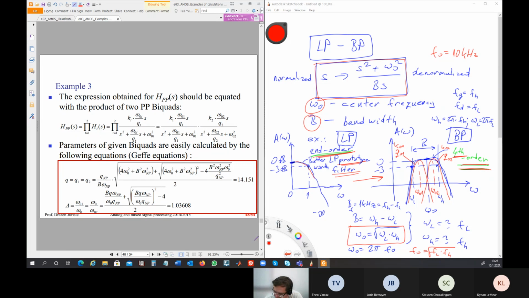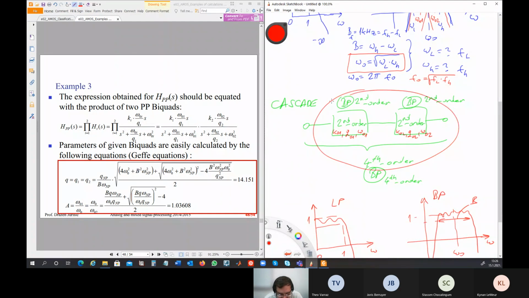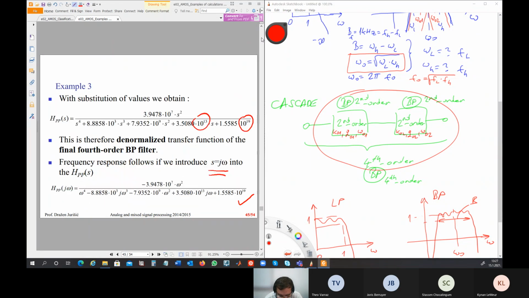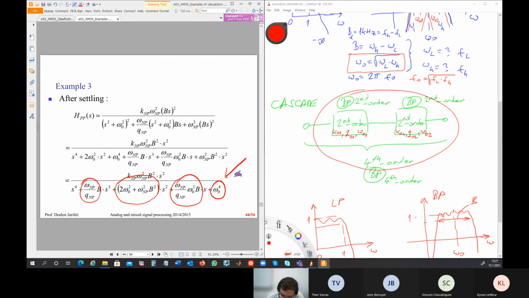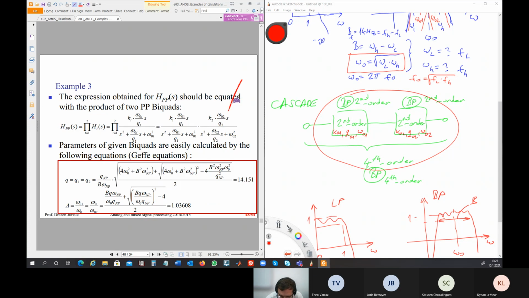Now in the next step, we want to find these two guys here. So we must equate our transfer function, which is given here, with this one. If we equate them and try to calculate these red parameters, we will find that Q01 is equal to Q02 is equal to Q.